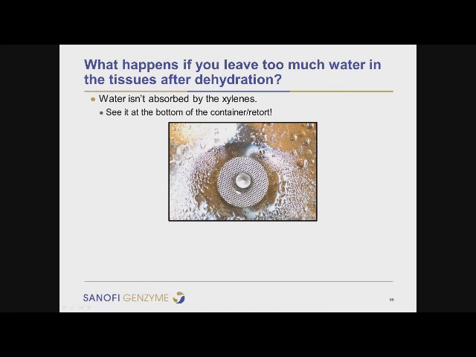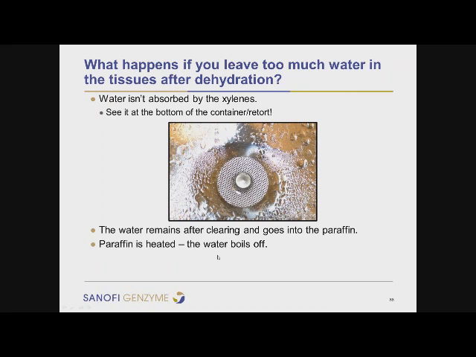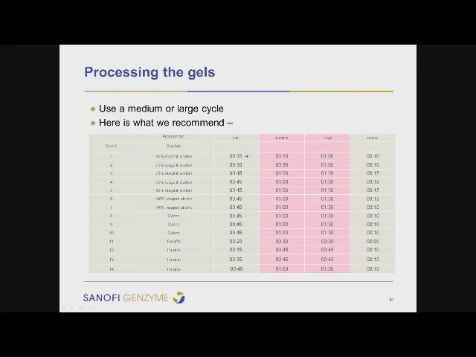And this is what I found. After processing, when I opened up the processor, this is what I found, all this condensation, and it didn't smell like xylene, and it didn't smell like alcohol. It was just water, because the water was remaining after clearing and going into the paraffin. As that paraffin is heated, the water kind of boils off. And I was boiling my tissues, and thus the potato chip effect. So if you're going to process your gels, we recommend using a medium or a large cycle, that is at least an hour to an hour and a half, depending on the size of your gels, in order to make sure you've got all that water out and so that they will process correctly.